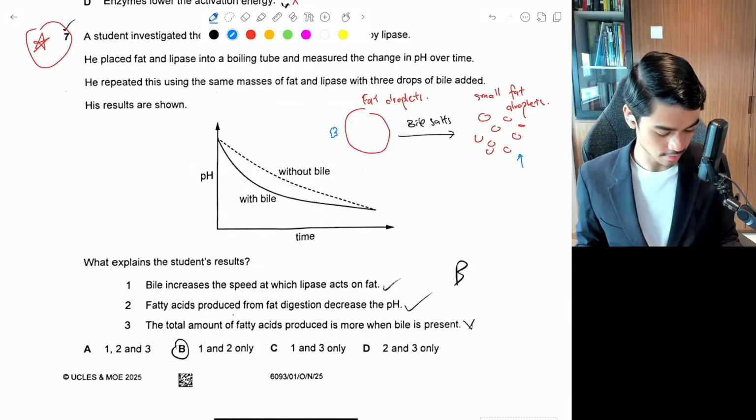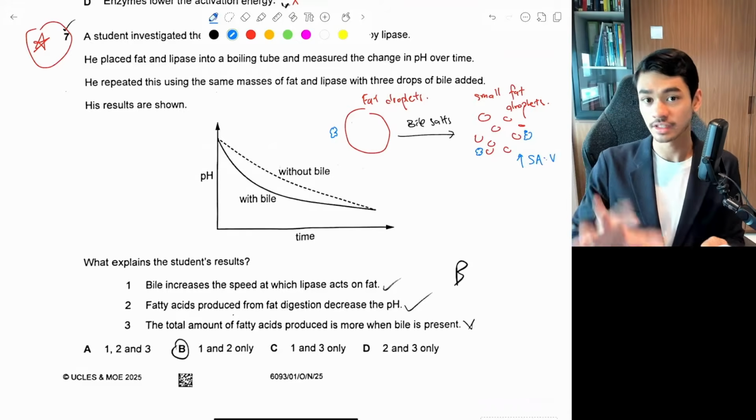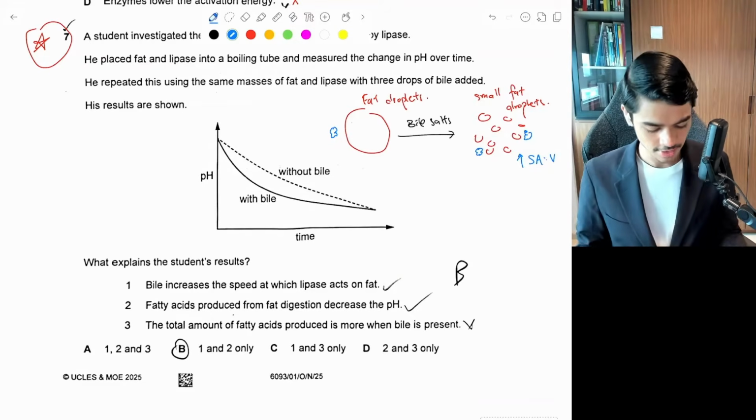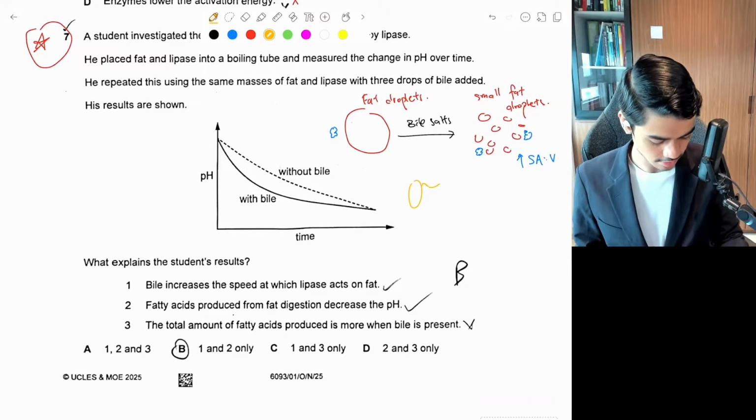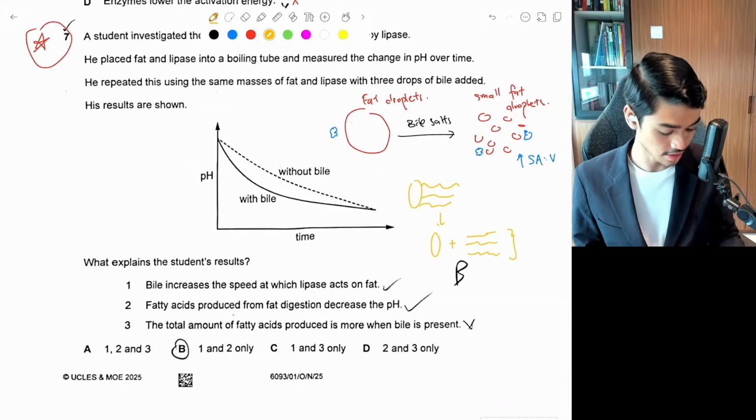The surface area to volume ratio is much higher, and this gives a lot of opportunities for the enzymes to find a fat molecule substrate and to break it down. So when you break down a fat molecule, you have glycerol and 3 fatty acids, right? Now you get the components, and these fatty acids, like the name suggests, are acidic, so they reduce the pH.